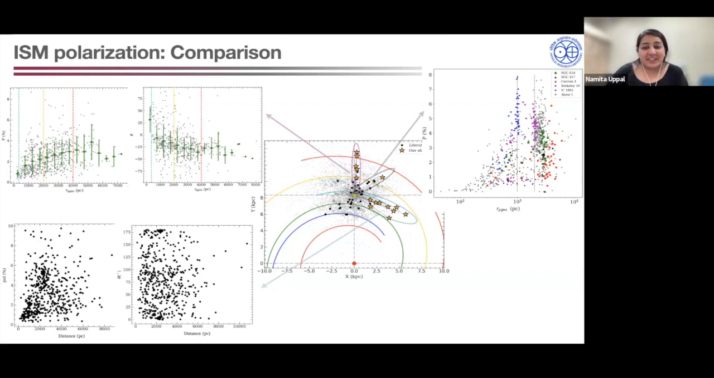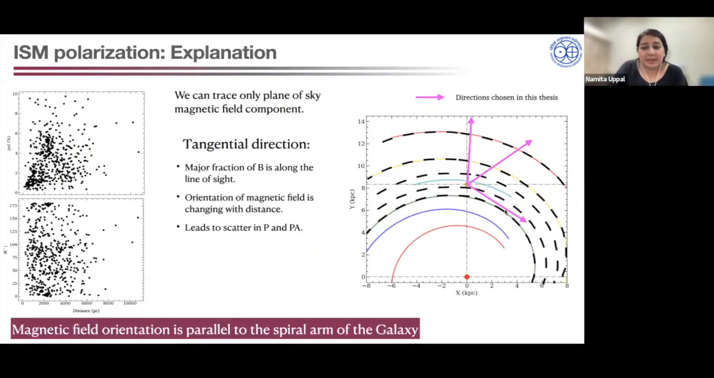But in the tangential direction, the problem is that this is not crossing the spiral arm, and most of it will be small scale features like what we can see in the M57 galaxy. There are many small scale features, and because the magnetic field is parallel to the line of sight, with each distance the magnetic lines are changing. So we expect a random distribution of polarization as well as in polarization angle.